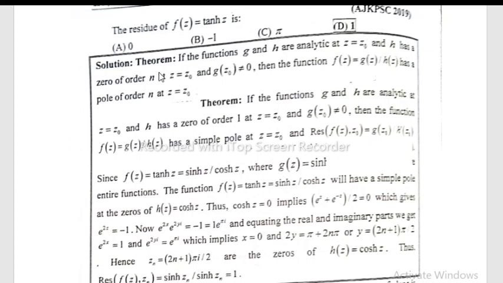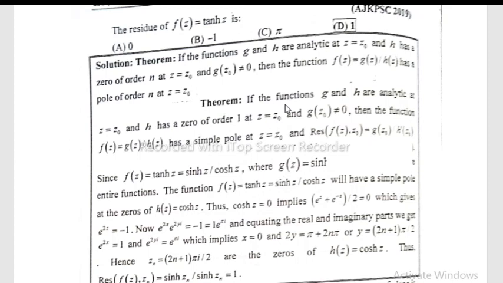Solution. First theorem, that is, if the functions g and h are analytic at z is equal to z naught, and h has a zero of order n at z is equal to z naught, and g of z naught does not equal 0, then the function f of z is equal to g of z divided by h of z has a pole of order n at z is equal to z naught.